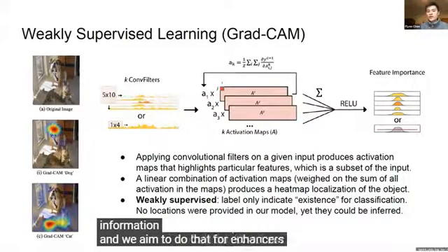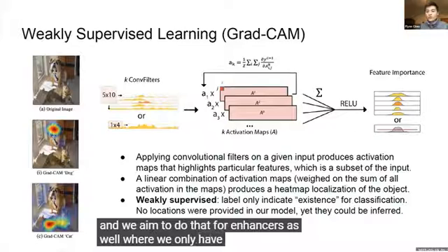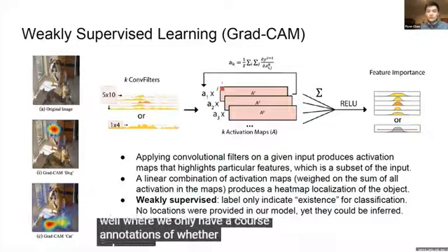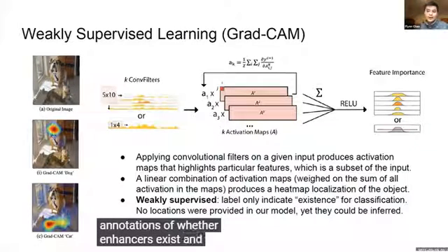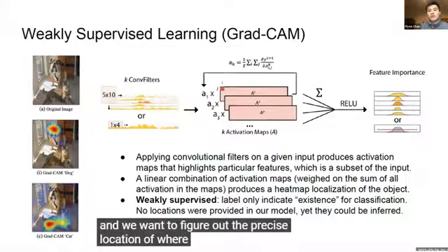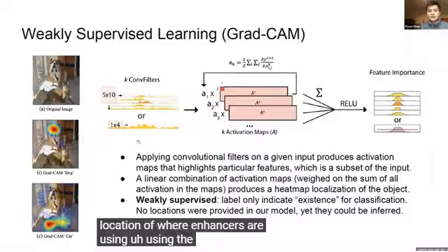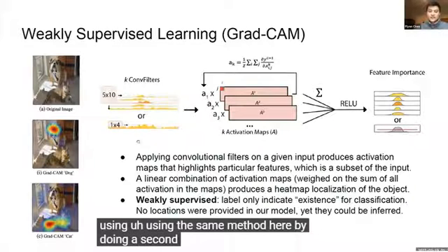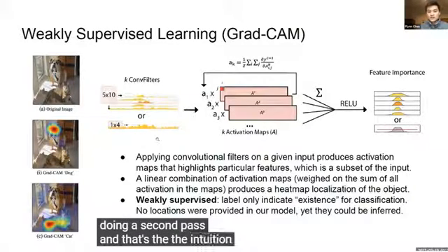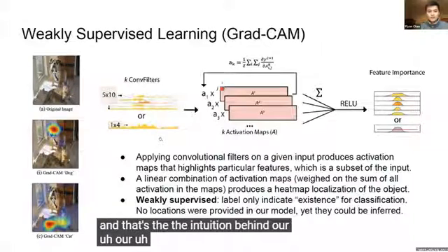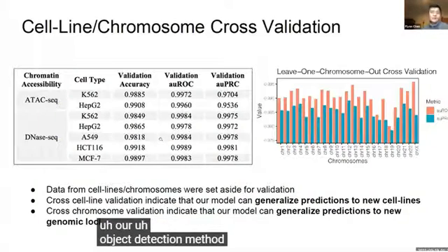We aim to do that for enhancers as well, where we only have coarse annotations of whether enhancers exist, and we want to figure out the precise location of where enhancers are using the same method here by doing a second pass. That's the intuition behind our object detection method.